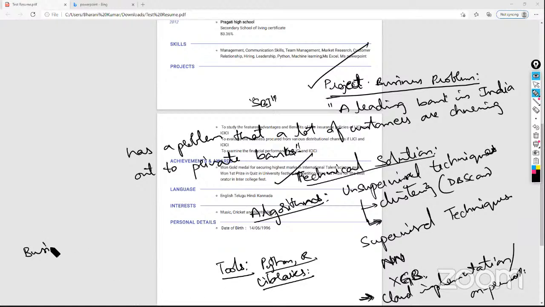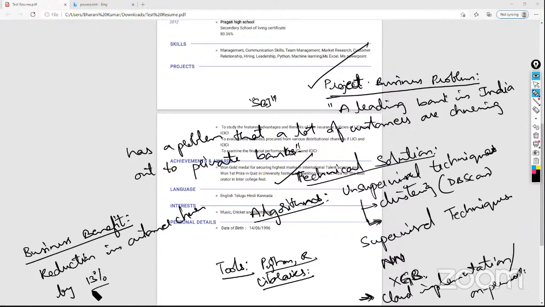And then what was the business benefit? If you would have done a project, certainly business benefits would be reflected. For example, by doing this project, there was a reduction in customer churn by maybe 13%. Put realistic numbers based on what work you have done. Don't cook up numbers. People can identify that those are fake numbers. So don't fake, not needed. We are not here to fake. We are here to represent whatever we learned in a better manner.